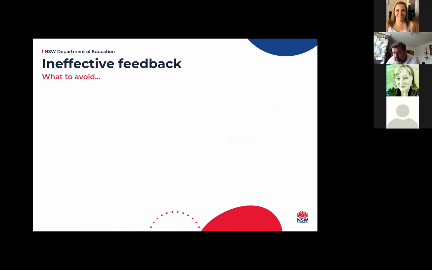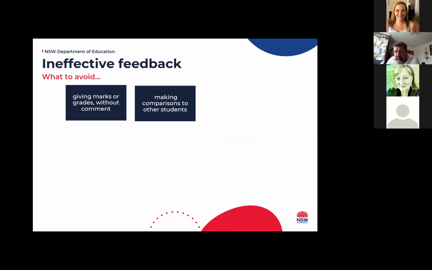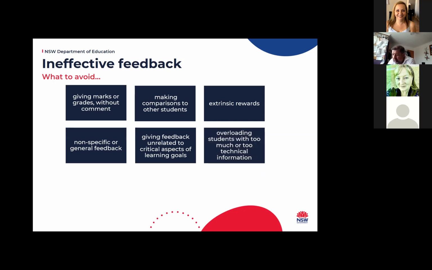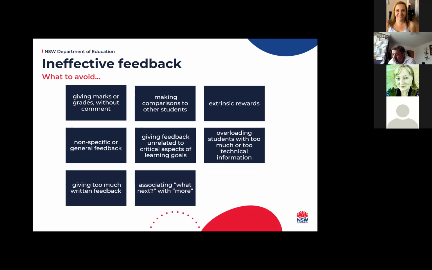Ineffective feedback. Avoid giving students ineffective feedback. Ineffective feedback includes giving marks or grades without comment, making comparisons to other students, extrinsic rewards, non-specific or general feedback, giving feedback unrelated to critical aspects of learning goals, overloading students with too much or too technical information, giving too much written feedback, associating what next with more, giving feedback when students lack knowledge or information.